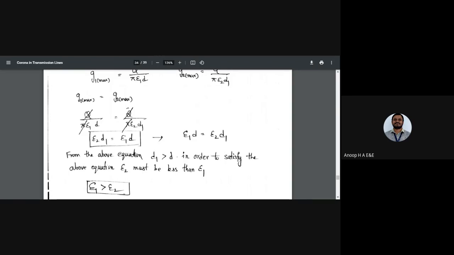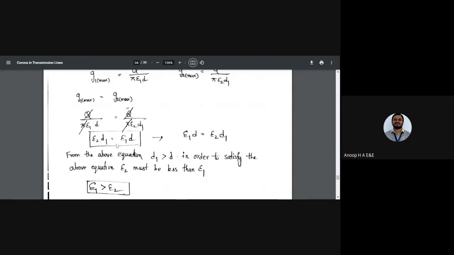Can anyone tell me which of the diameters is more, D1 or D? Himanshu, did you get my question? Which one is more, D1 or D? D1, sir. Good. So generally in the cable construction, D1 is greater than D.